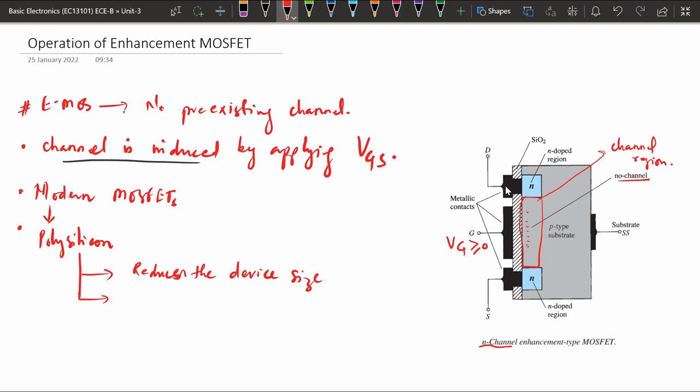If we use polysilicon instead of metal, it is also less costly than the metals we would otherwise use. And also, the fabrication process is simpler than using another metal, like aluminium. So polysilicon provides a simplified fabrication process. There are different advantages associated with using polysilicon. Metals can also be used, but in modern MOSFETs these metals are replaced by polysilicon.